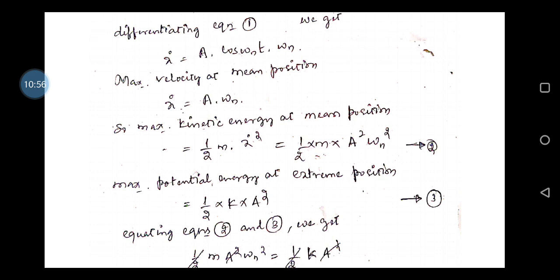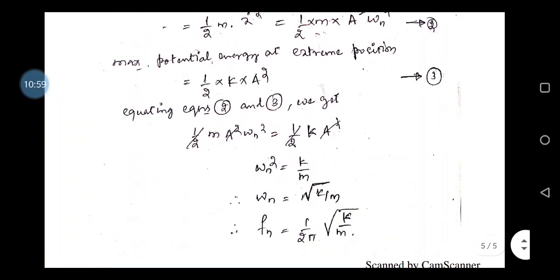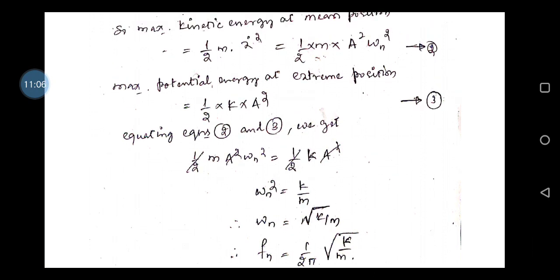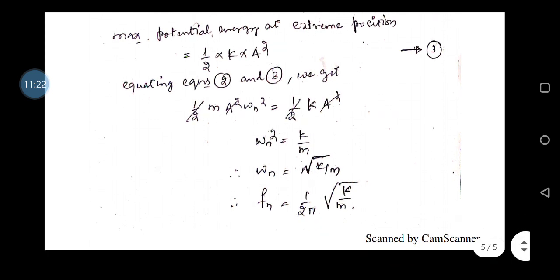The maximum potential energy at the extreme position is given by half into k into A square, which is given as equation number 3. Now equating equations 2 and 3, we get half into m into A square into omega n square is equal to half into k into A square. Half from both sides gets cancelled, A square from both sides gets cancelled, so the remaining term will be omega n square is equal to k by m. Therefore omega n is equal to under root k by m, and frequency is given by 1 by 2 pi into under root k by m.